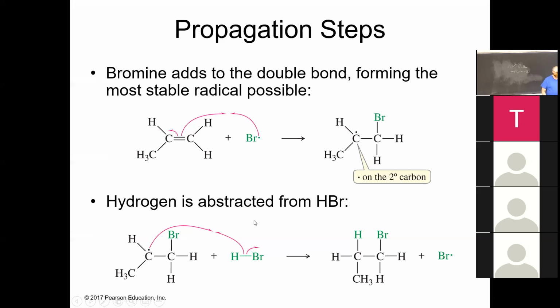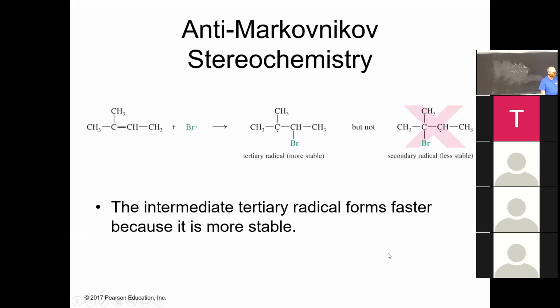And then we have several other things that can happen. This is another propagation step, for example. The free radical can remove a hydrogen from HBr, give the product. We could also have a termination step, and several other things could happen. But this gives the anti-Markovnikov product. The intermediate tertiary free radical in this case forms faster because it is more stable.